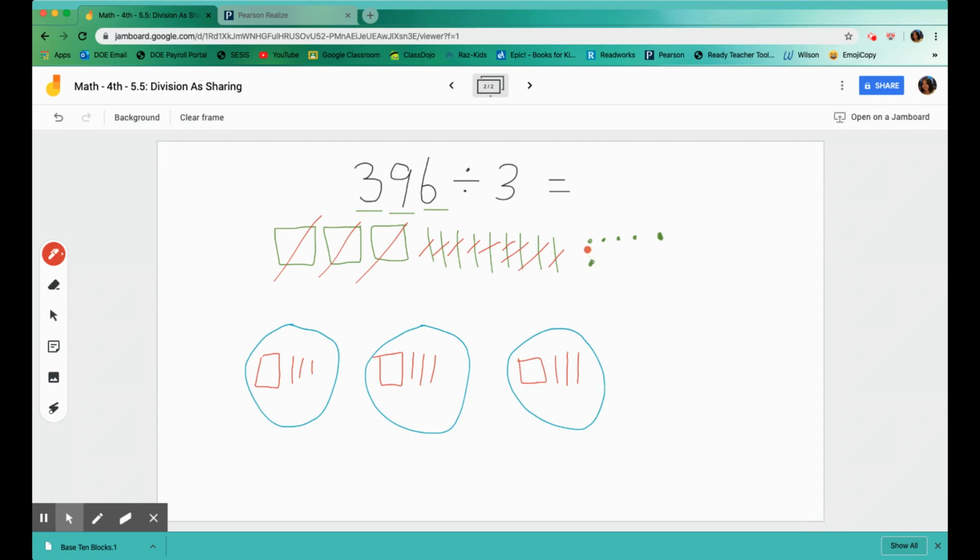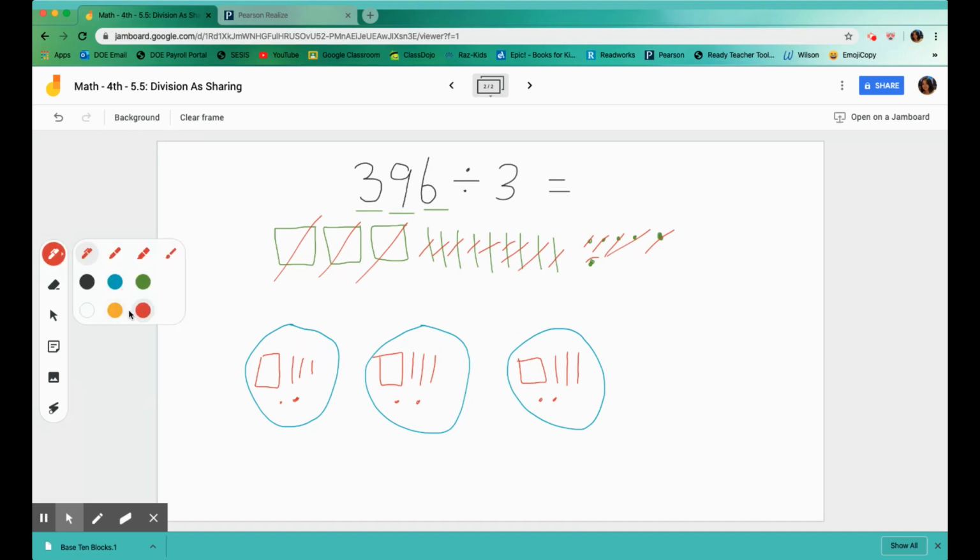Now, last but not least, I will share the ones, divide the ones among the three groups. One, two, three, four, five, six. So I was able to now share the six ones equally among the three groups.